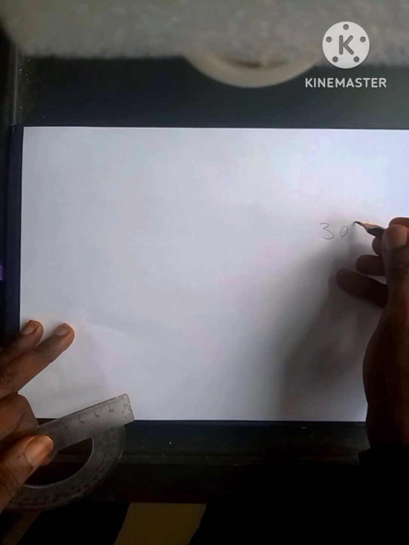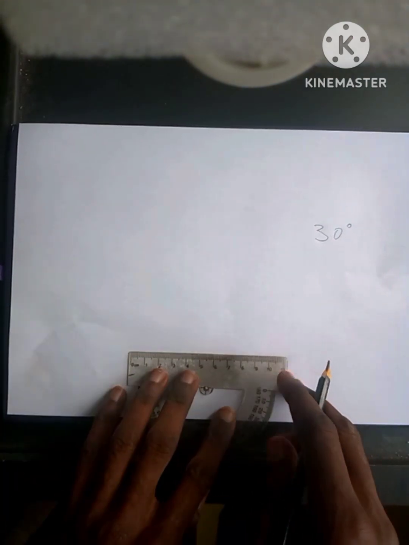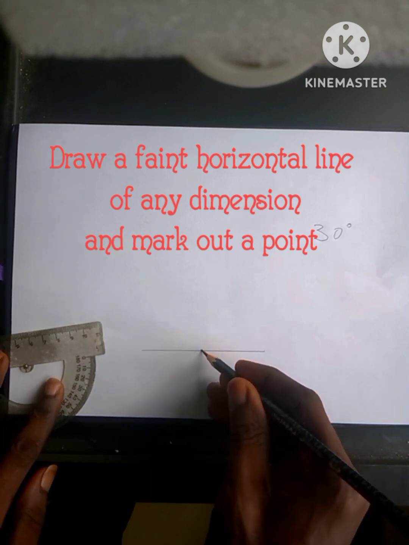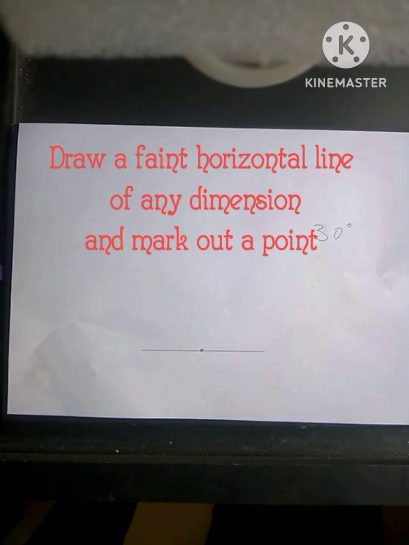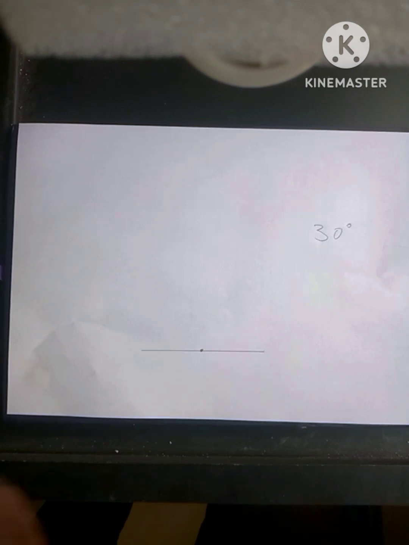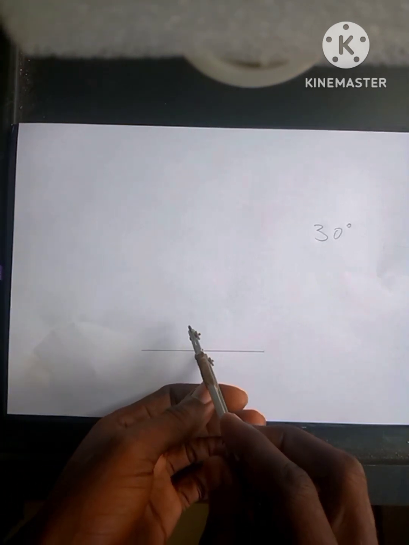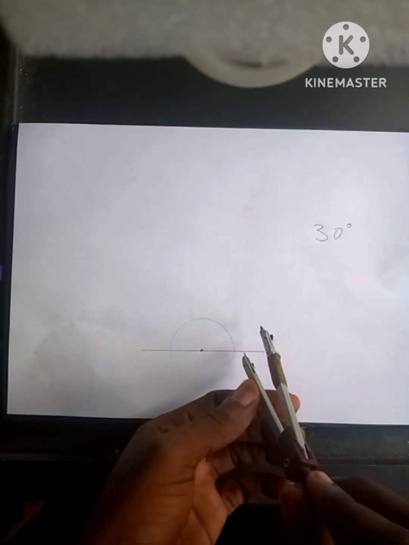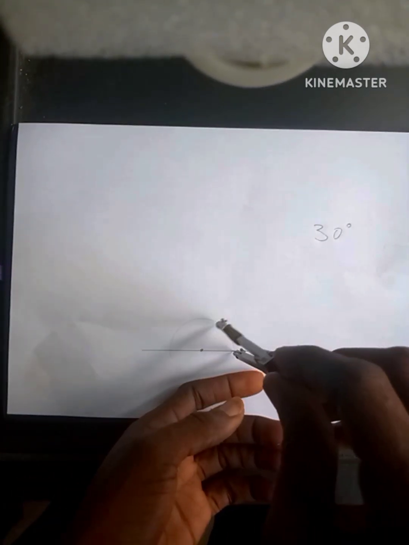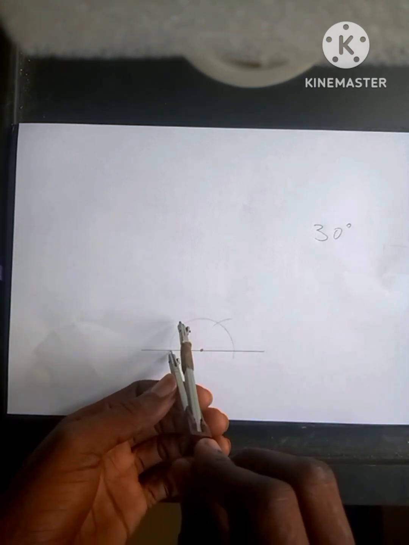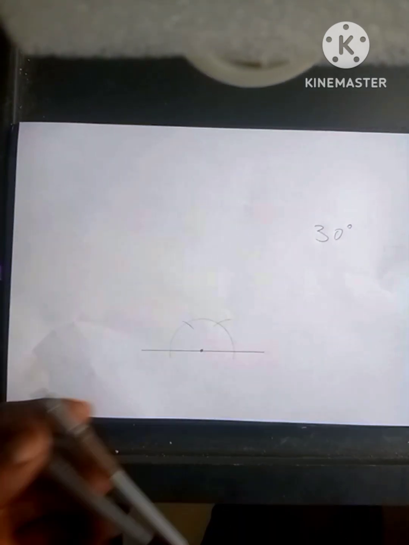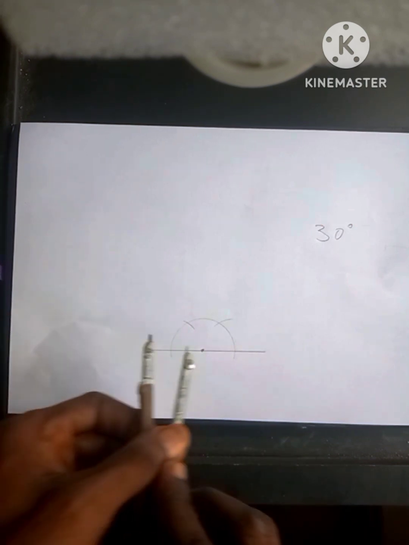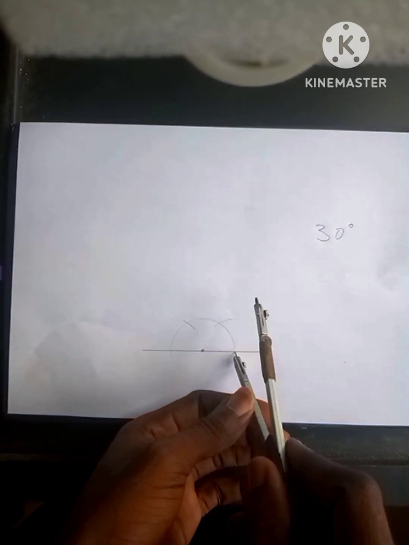Now how do we construct another acute angle, which is 30 degrees? The same way: draw a horizontal line, mark out a point, draw a semicircle, and with the same radius, put it at the point of intersection to get an arc. The essence is that when we get 60, to get 30 we divide 60 into 2. So we take a small radius, put it at the point, draw a semicircle, and with the same radius, put it at the two points of intersection to get an arc.